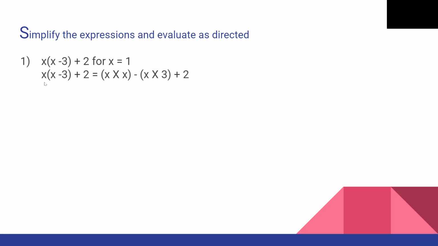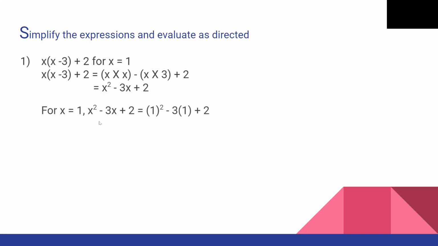So in the first part we have to simplify: x multiplied by x minus x multiplied by 3, as we have done in the distributive property. Then plus 2, the last term which is given in the question, we have to add plus 2. Now simplifying, x into x will become x square, minus x into 3 will become 3x, plus 2. So simplification is over. Now the value we have to evaluate for x equal to 1. So that is the second part of the question.